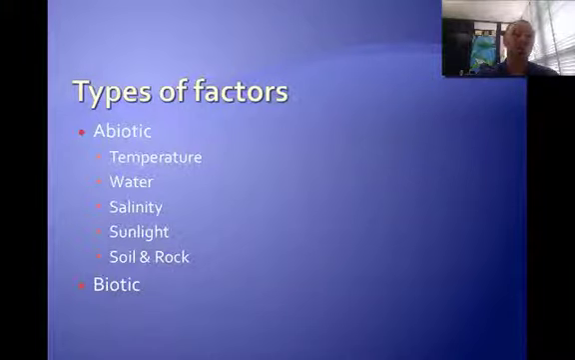Abiotic, however, are non-living things like temperature, water, salinity, the amount of light, soil. So, for example, temperature is going to affect different organisms differently. So it may affect me differently than it does a plant. The amount of water available is also going to do the same, the amount of sunlight, etc.